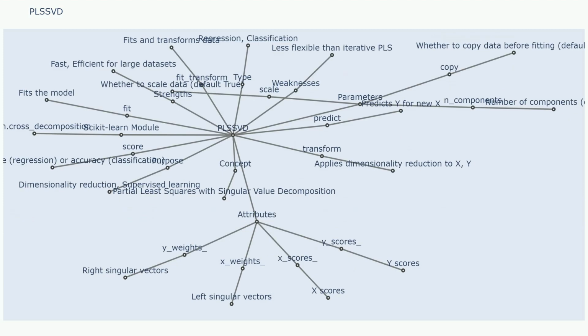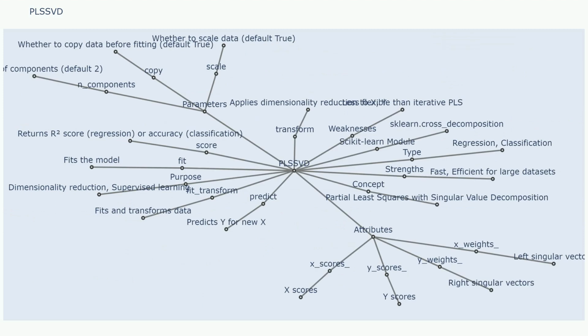Let's break it down. 1. Partial least squares, PLS. At its heart, PLS aims to find latent variables, also called components, that capture the maximum covariance between the two datasets. This is achieved by iteratively constructing components that explain the maximum variance in both datasets while simultaneously maximizing their correlation.